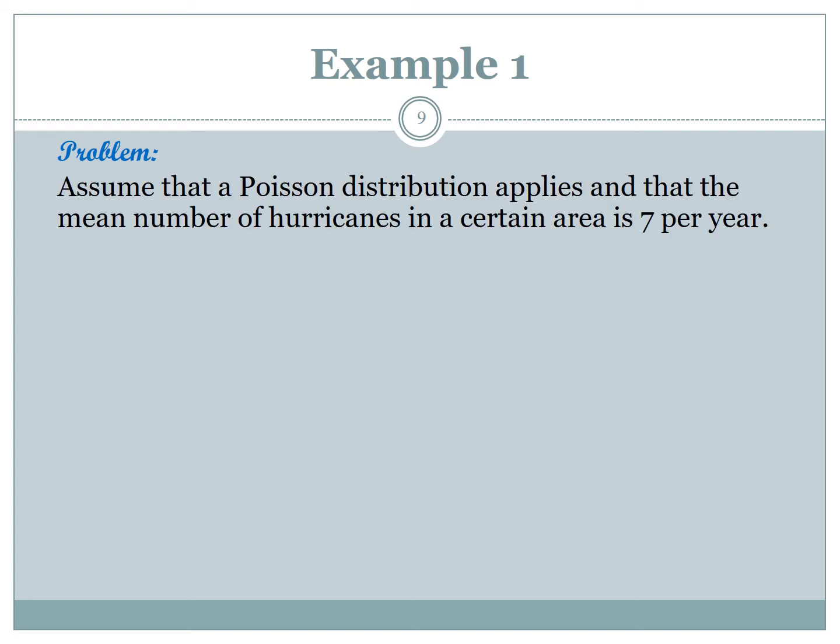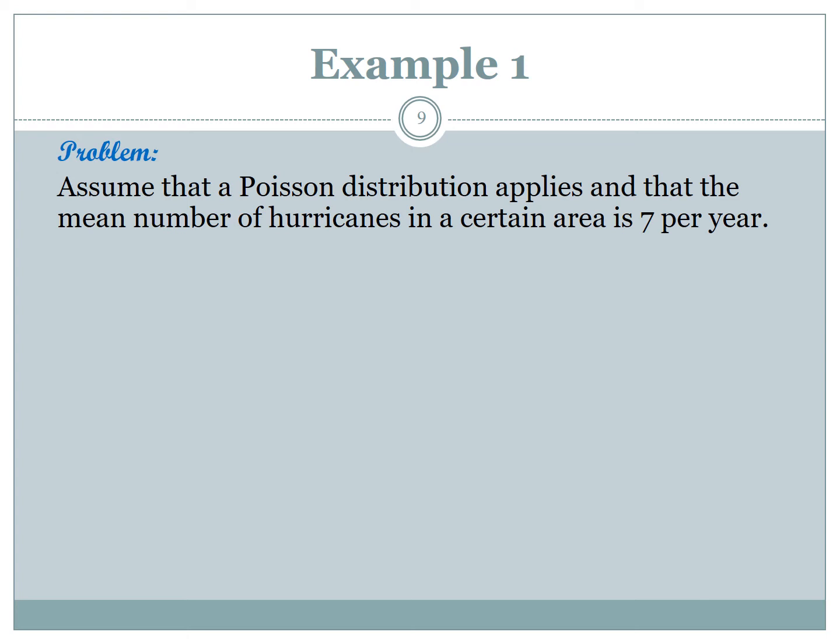So the first example is: assume that a Poisson distribution applies. That means we don't have to worry about checking the requirements. And that the mean number of hurricanes, so remember for Poisson probability we need a mean over some specified interval, is 7 per year. So year is our time interval. So we have all the ingredients that we need here.